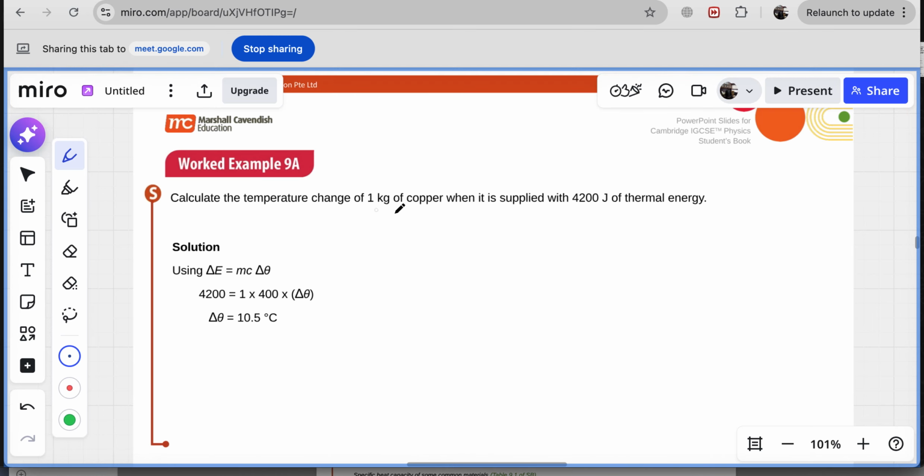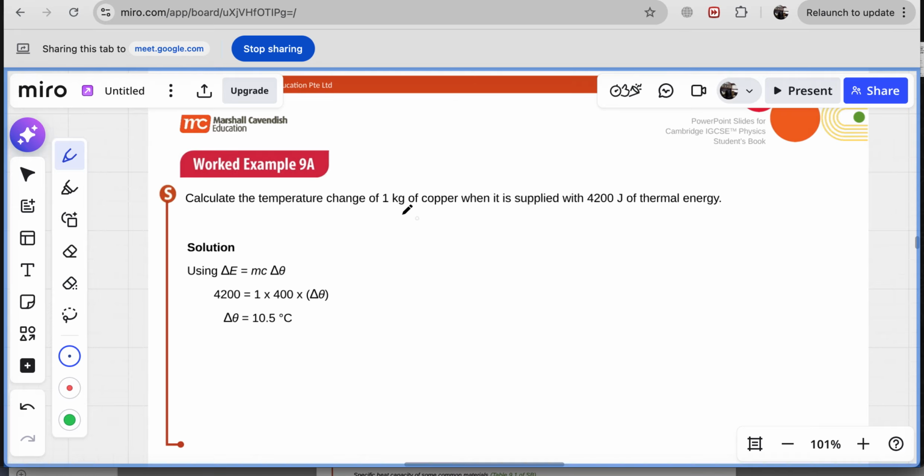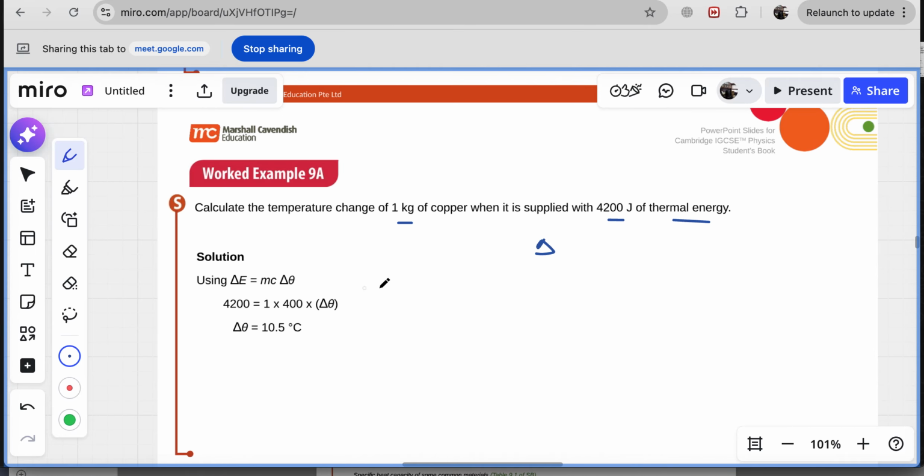Now, it says calculate the temperature change of 1 kg of copper when it's supplied with 4,200 joules of thermal energy. I'm talking about Cambridge IGCSE, okay? You see the mass is 1 kg. The energy is given to us. In most cases, we calculate the energy first, but in this case, delta E has been given to us.